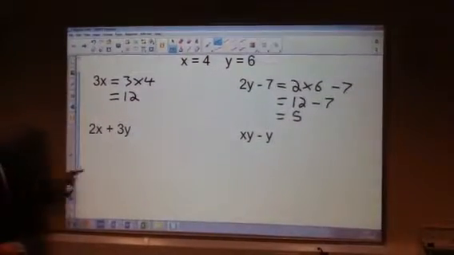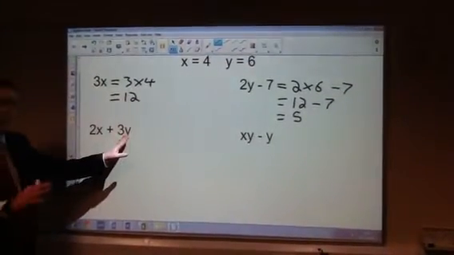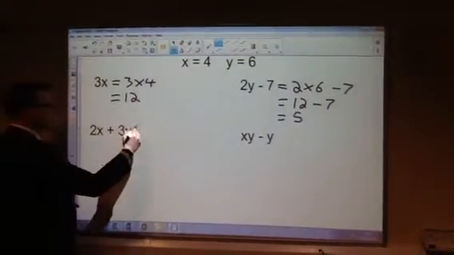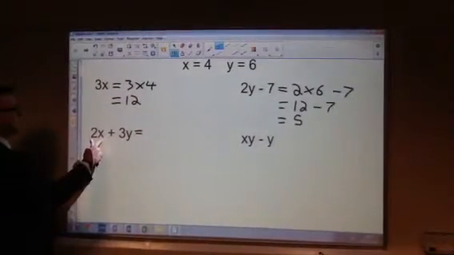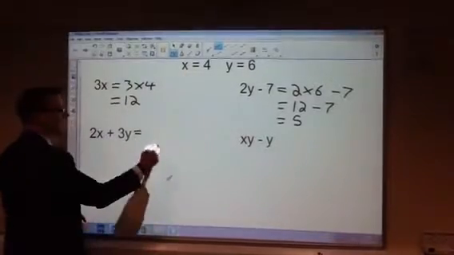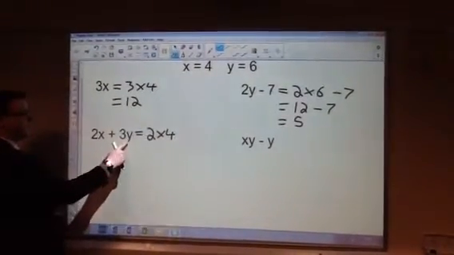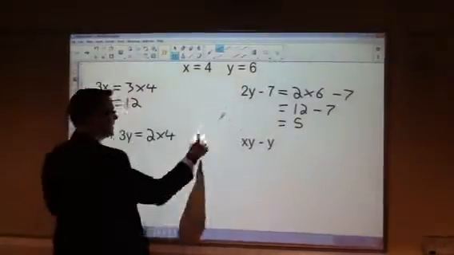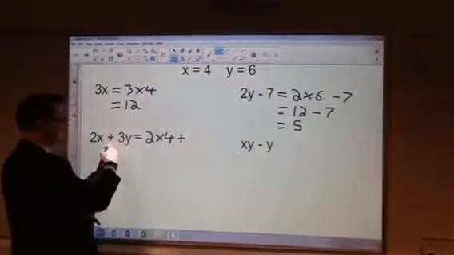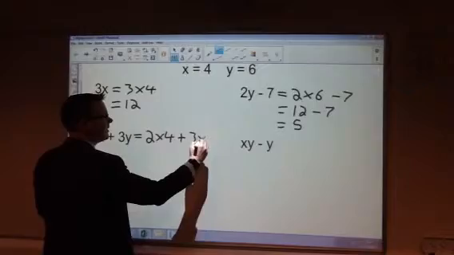Let's have a look at these 2 bottom ones. I'm going to keep the numbers there. This one's got 2 letters. We shouldn't panic though. All we do is do them separately. This means 2 times x. X of course is 4, so we do 2 times 4. This one is 3 times y. Y is 6, so we have a plus in the middle, and then 3 times 6.